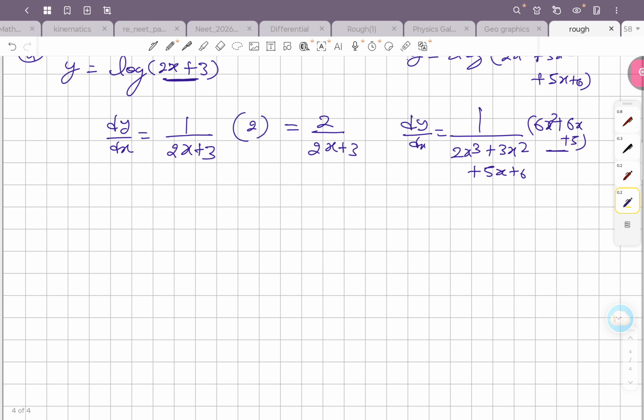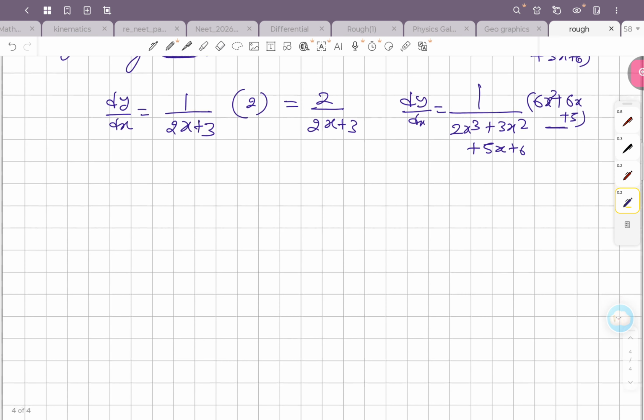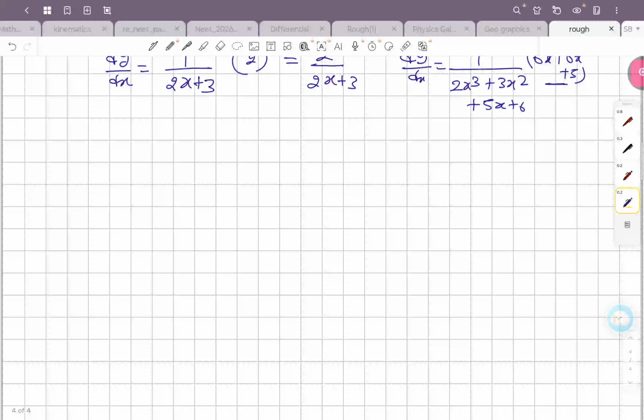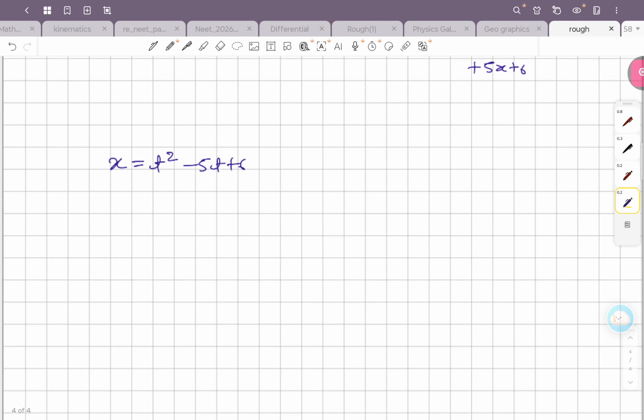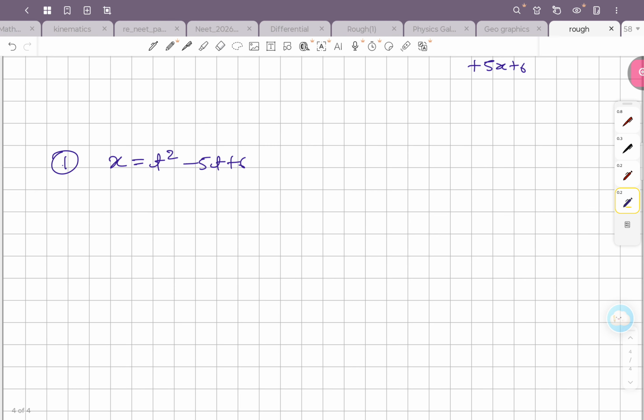This is very important because we will use these things in the kinematics chapter. There is an x-t relation, meaning a position and time relation. So x equals 2t² minus 5t plus 6. If anyone asks you to find the speed at t equal to 3 seconds, how can you find it?